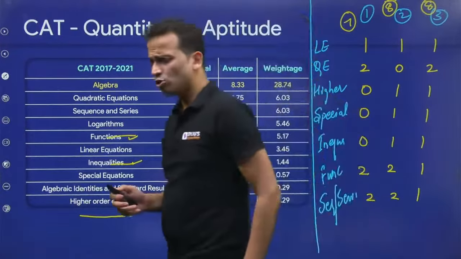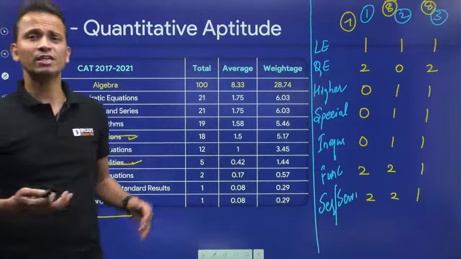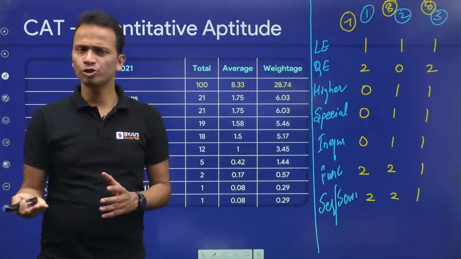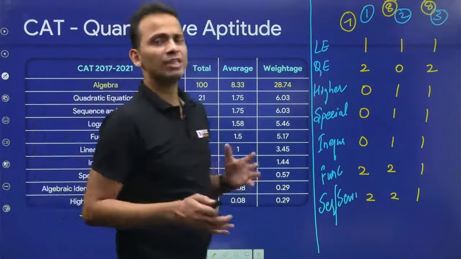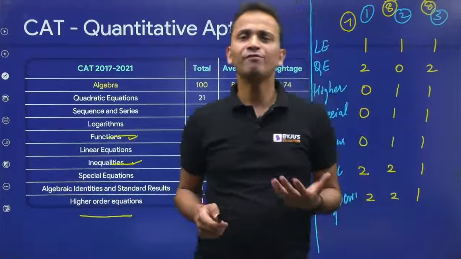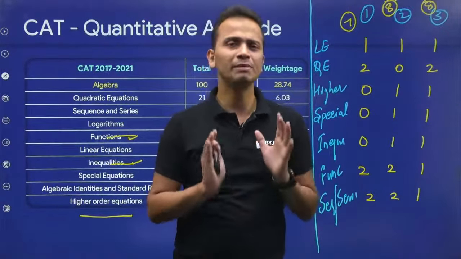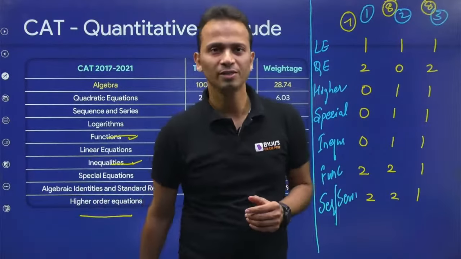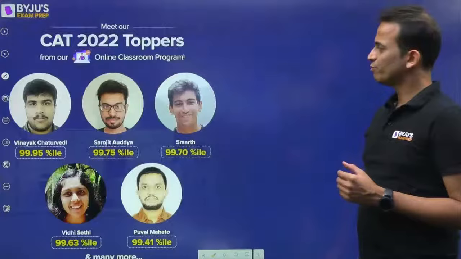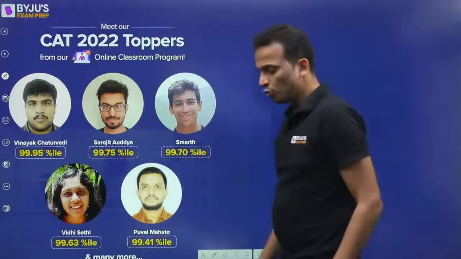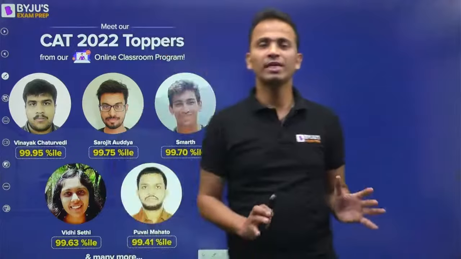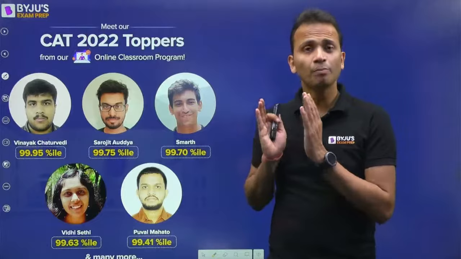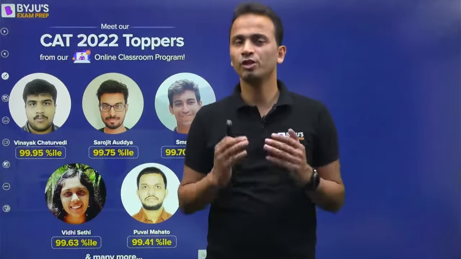Even out of, let's say, 16, 17 questions that come from these areas, if you are able to pick up 11 or 12 questions and solve them with an accuracy of 85 to 90%, then you will easily be sitting at the 95 percentile in the QA section of the CAT examination. So that is all from my side for the day. I hope you have understood the importance of arithmetic and algebra, and that you will be giving a proper direction to your preparation for the next few months.